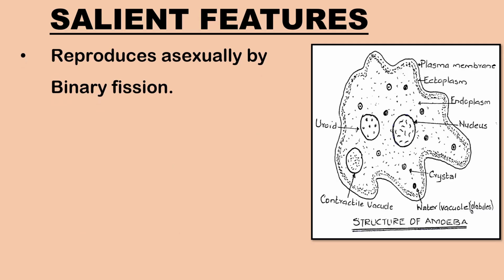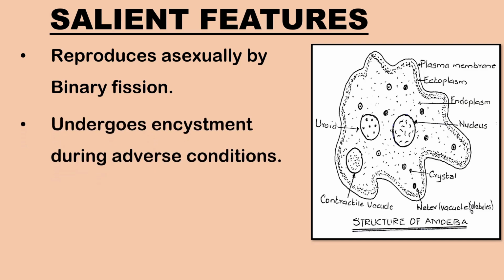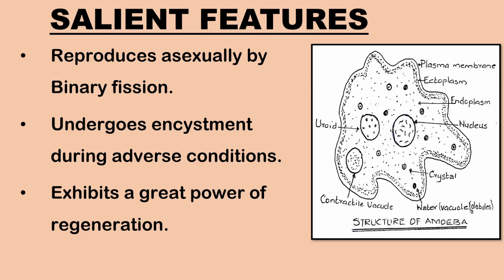Amoeba reproduces asexually by binary fission. During adverse conditions, many amoebae survive by encystment. It possesses a great power of regeneration.